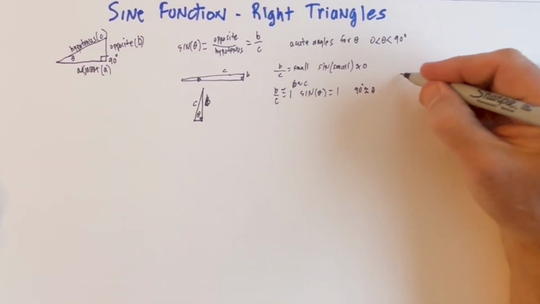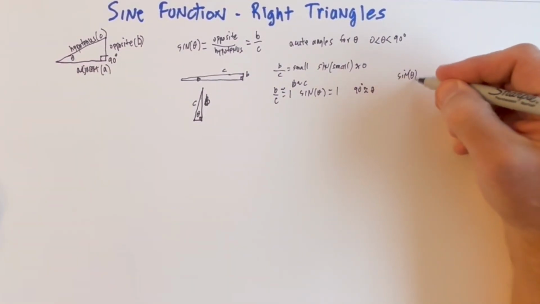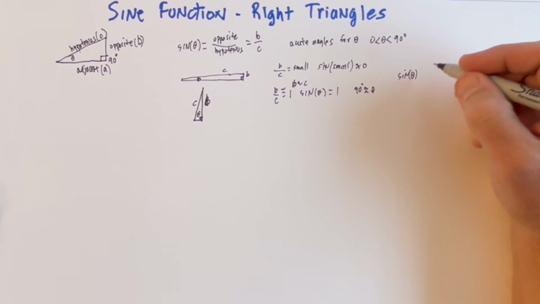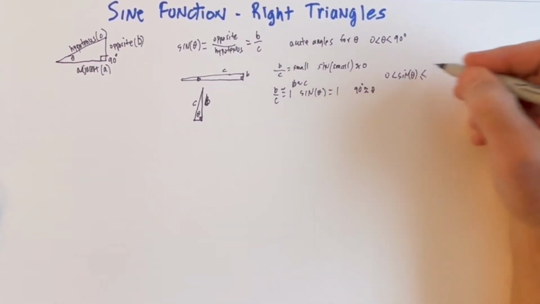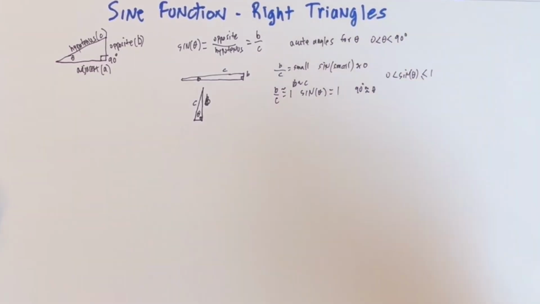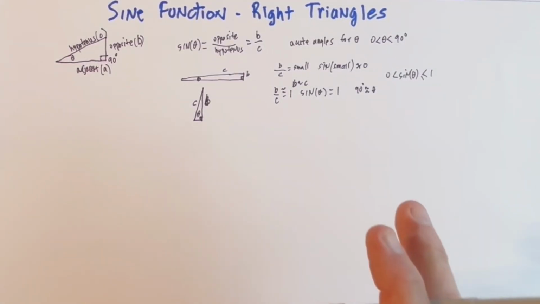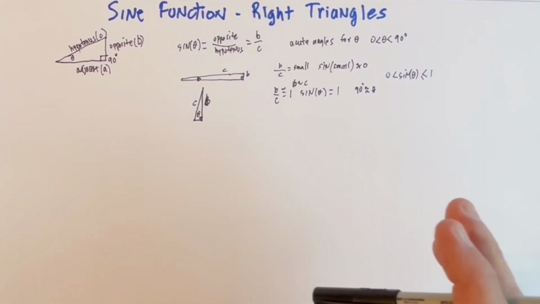So our sine theta is going to go from 0 to 1, depending on the angle. So that's our basic definition of the sine of theta.